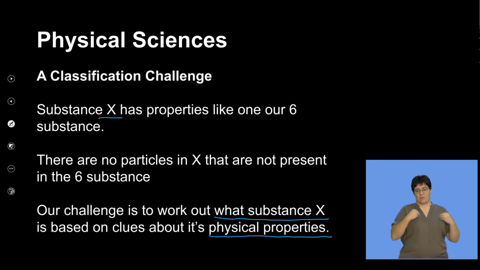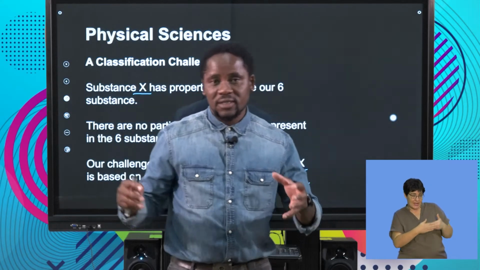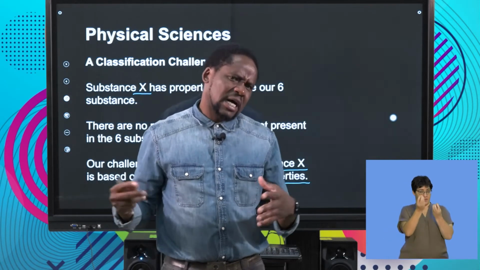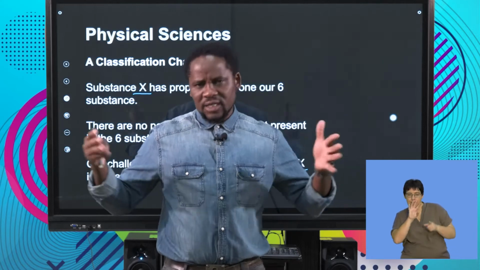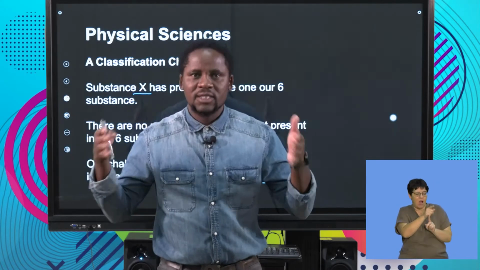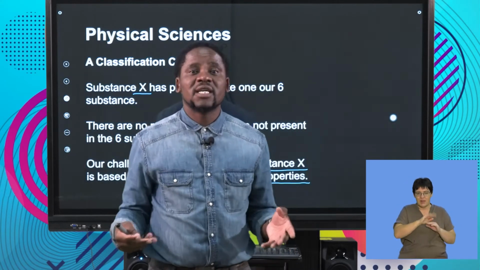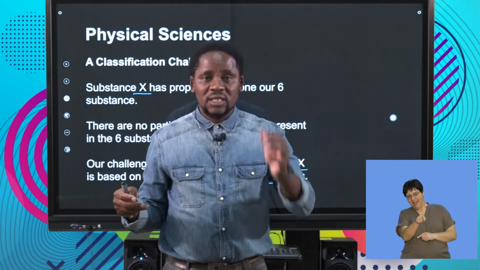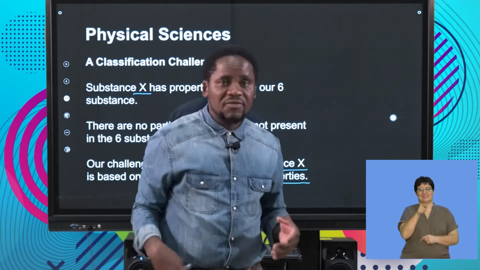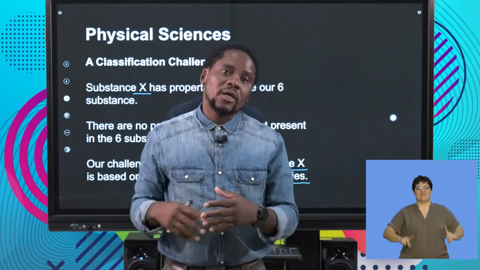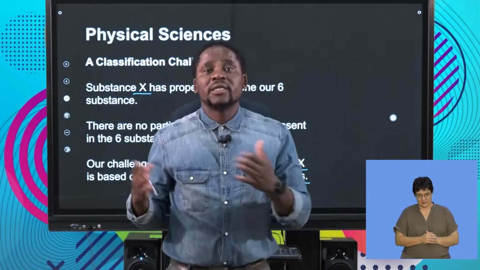So pay careful attention to the physical properties that will be given, and try along the way to eliminate, as far as the 6 substances that are given, so that at the end of the day we are able to say, yes, indeed X is this, based on the physical properties that we shall look at one at a time, right?